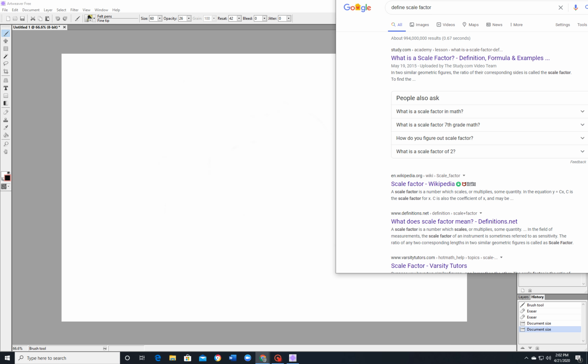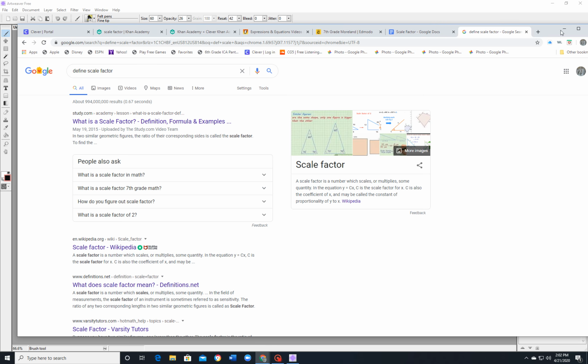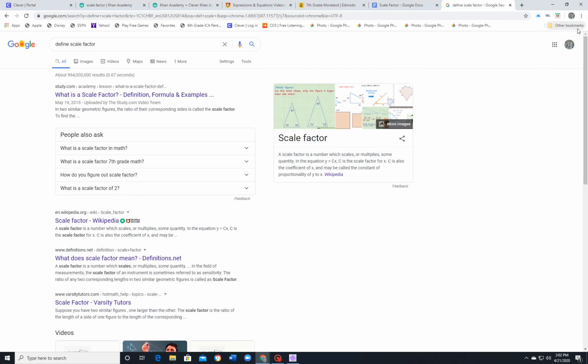So first I'd like to start off by showing you the definition of scale factor. A scale factor is a number which scales or multiplies some quantity. In the equation y equals cx, c is the scale factor for x. C is also the coefficient of x and may be called the constant of proportionality of y to x.